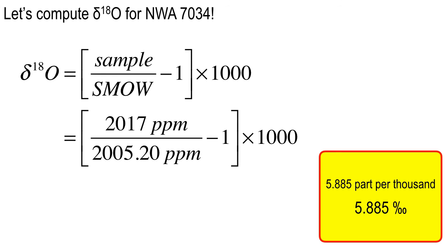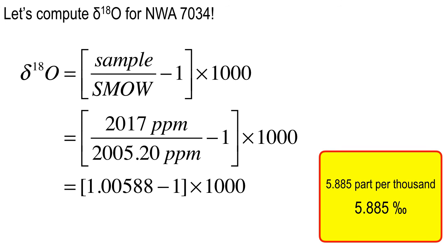All right, so here's what they found for one of the experimental runs for NWA7034, that it came in not at 2005.20, but at 2017 parts per million. Okay? That means that this quotient here is bigger than one. All right? It's not much bigger than one, but it is bigger than one. Okay? So there it is, to 5 decimal points, 1.00588. And then you multiply that by 1,000, and what you get is 5.885 parts per 1,000.